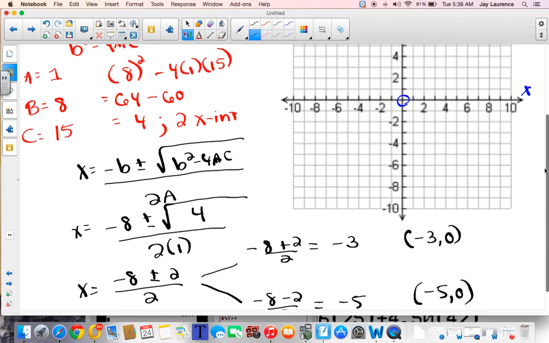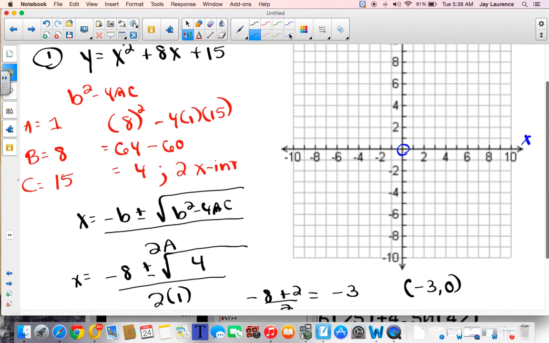So I'm going to go ahead and plot those 2 points. Let's see here. I better do them in green. Negative 3, 0 would be right there. No, I guess I don't need to do that because then the numbers are already on there. So that's a good idea, but it's not necessary in this case. And then negative 5, 0 is there.